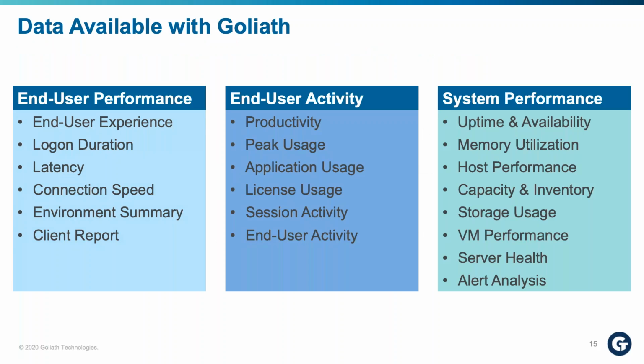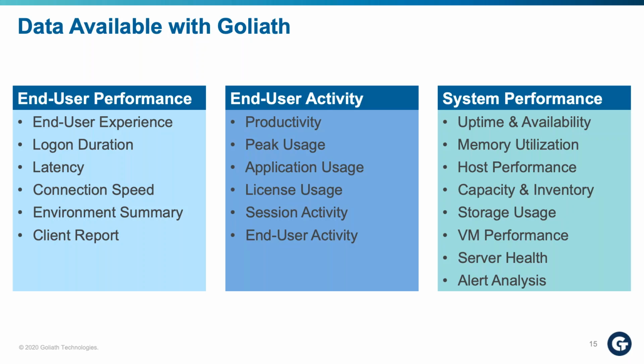So talking about some of the data that presents here, we have different categories of reports available in Goliath. We have the end user performance reports that break down the end user experience, logon duration, latency, those metrics that are very focused on the users and what their performance is. We have different activity reports that, especially during this remote workspace time period that we're in, take a look at productivity, understand how many users are accessing the environment at a particular time, peak usage. Okay, so users are in the environment. How productive are they while they're in their VDI, or while they're using their applications, license usage reports, so on and so forth.